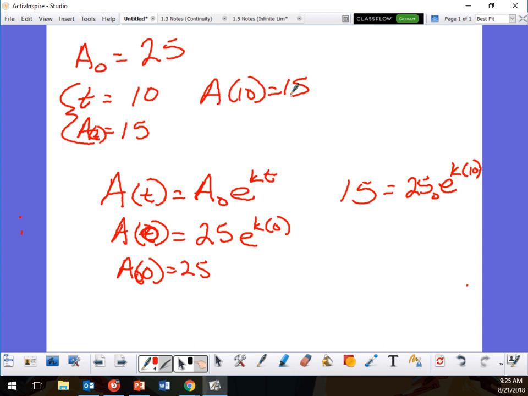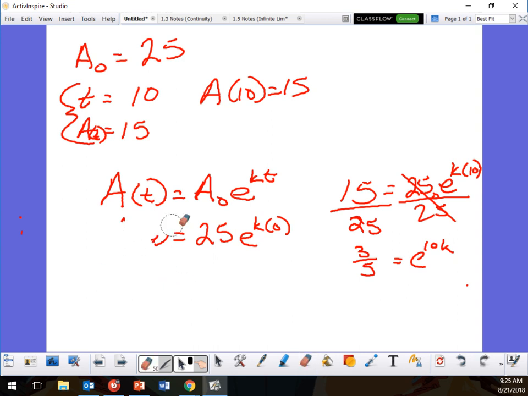So I'm trying to solve for k, right? As soon as I solve for k, then I can actually put that back in my formula. So I know I'm going to divide that out, so it's going to be 15 over 25, right? So e to the 10k equals 3 over 5, right? Okay, keep going with that.